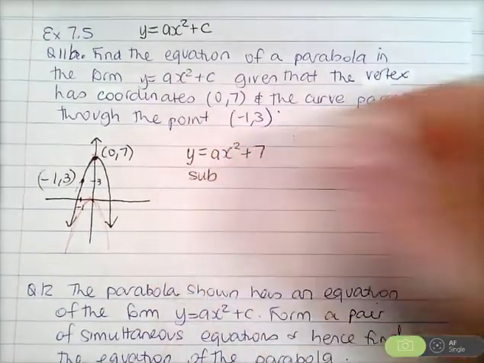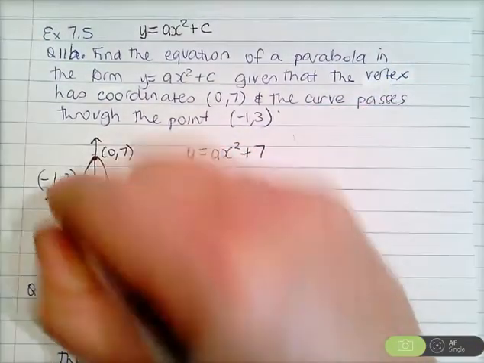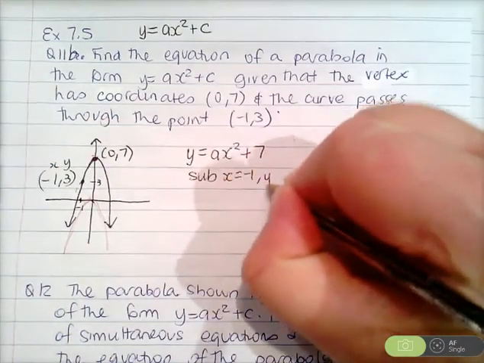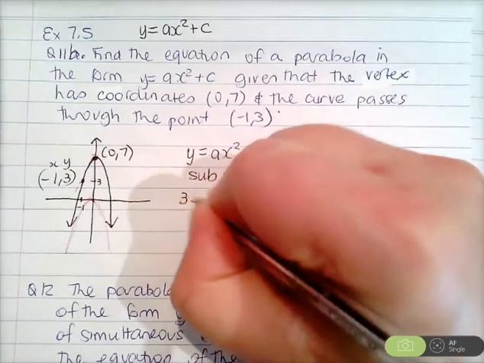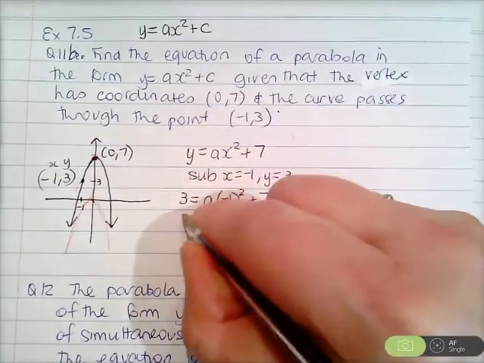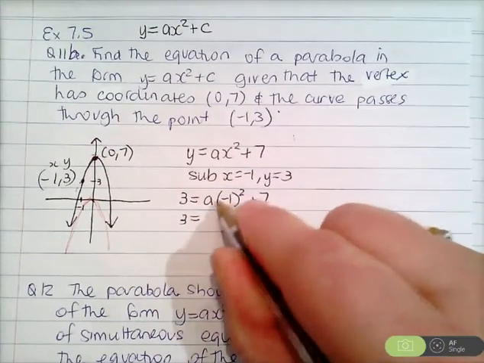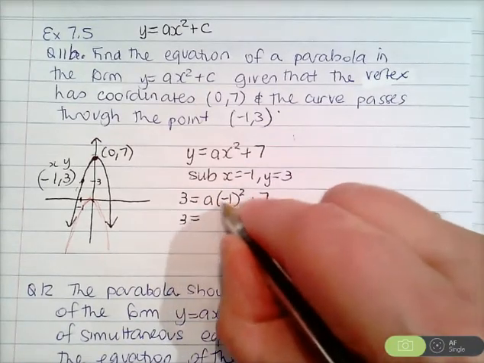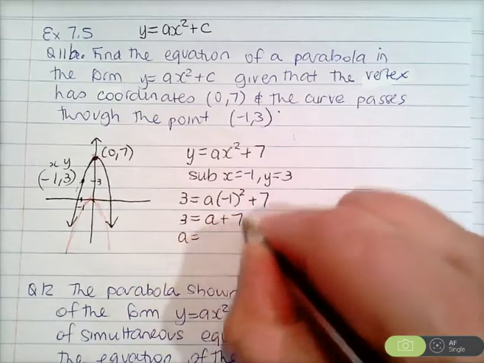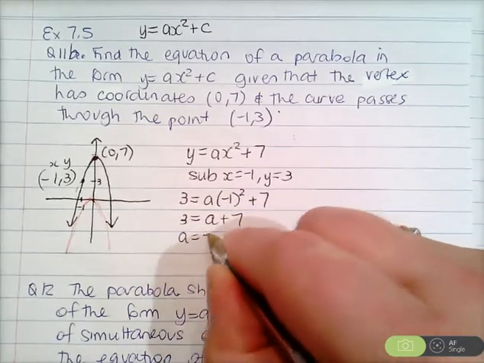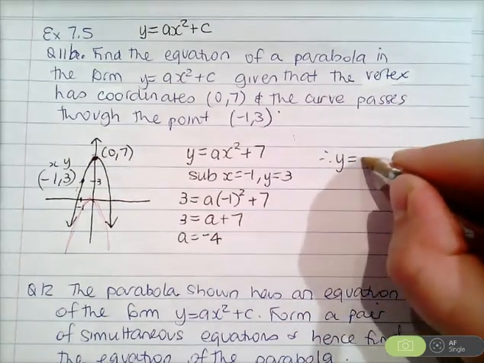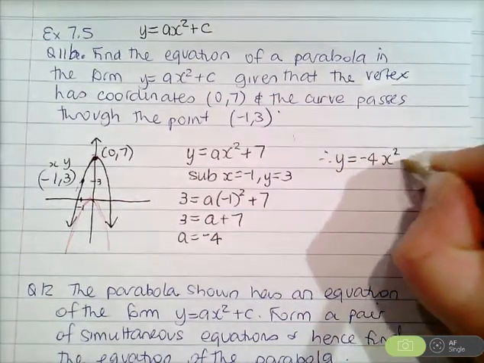So now I just substitute a point on my graph, and this is a point here, negative 1, 3. So I substitute x is negative 1, y is 3 into that, and I get 3 equals a times negative 1 squared plus 7. So I get 3 equals, now negative 1 squared is 1, 1a, so I get a plus 7. So therefore a will be 3 minus 7, which is negative 4. So therefore my equation is y equals negative 4x squared plus 7.